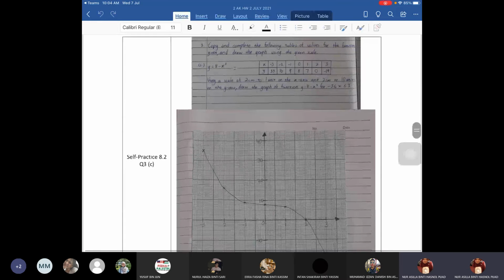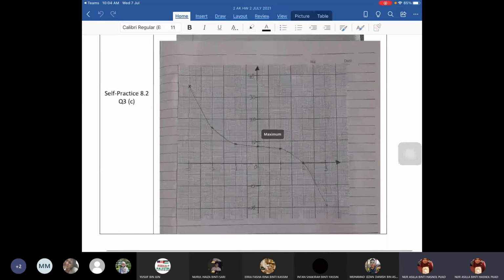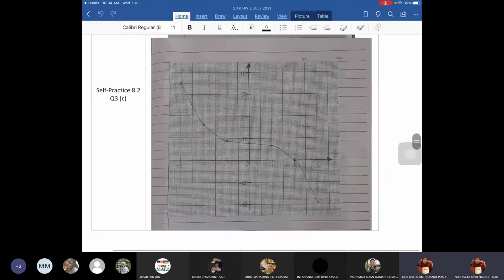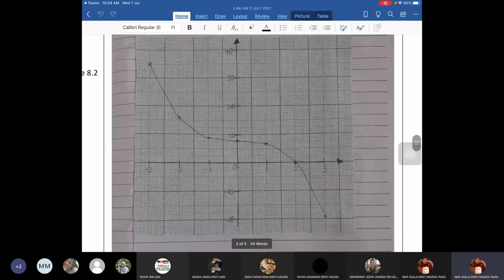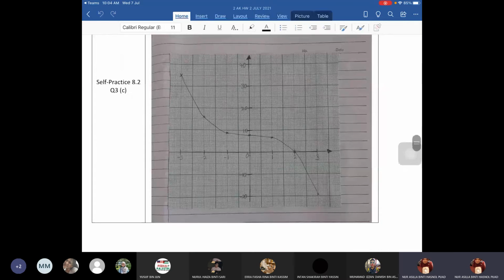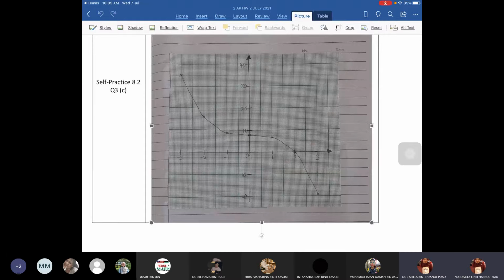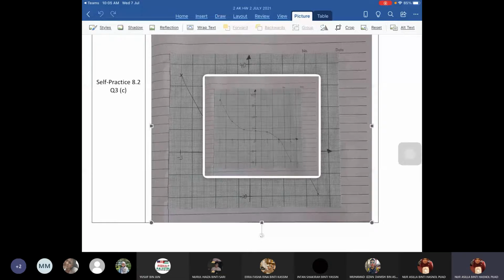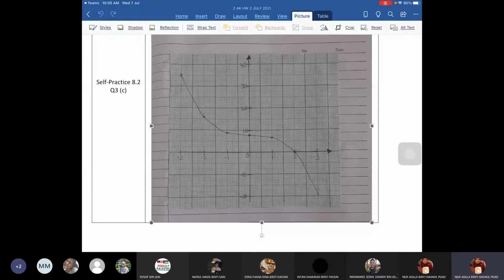Okay, and then here is the graph. Okay, I just want to comment. I'm not sure if you can see it. Let me see if I cannot do it here. Okay, I'm not sure if you can see it, but hopefully you can.